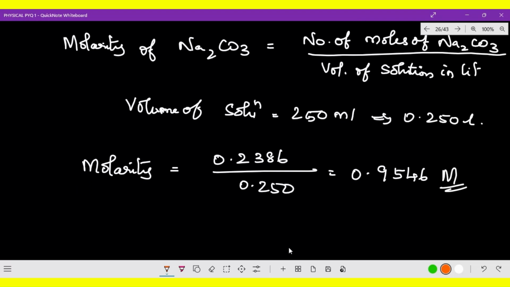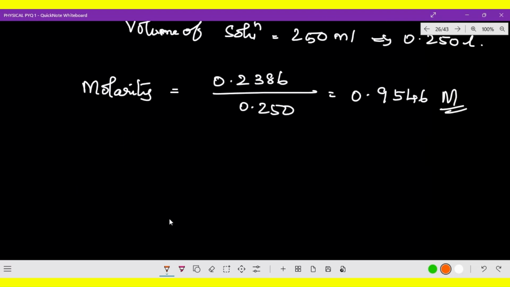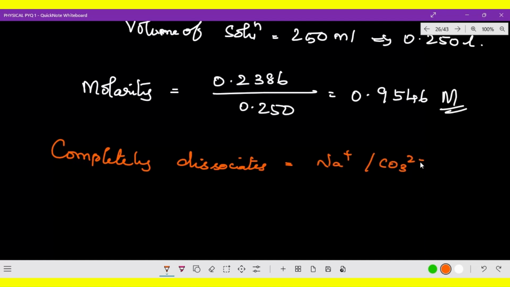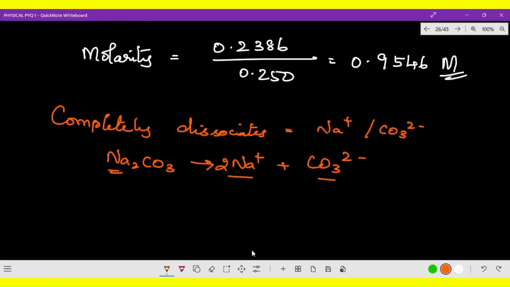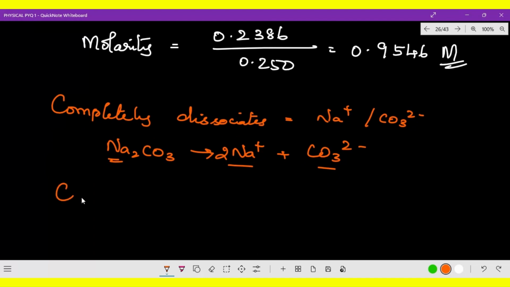What they have given is that it completely dissociates into Na+ and CO3 2-. So Na2CO3 gives 2 Na+ and 1 CO3 2-. Now let us see the concentration. Here also we have to find the concentration.